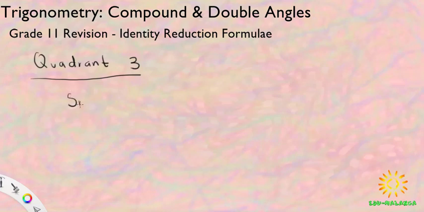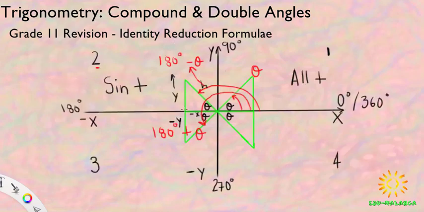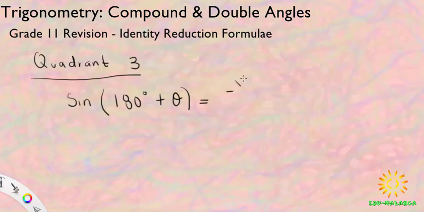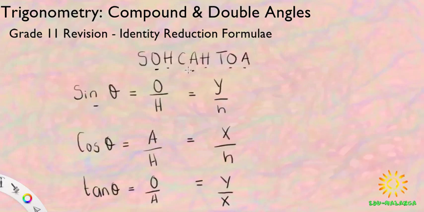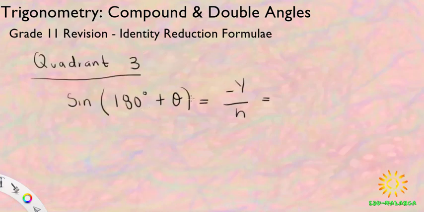Our sine, and we're going to use the angle that we derived of 180 degrees plus theta, is going to be equal to, our opposite length is negative y, and our hypotenuse will always be positive. So our sine is going to be minus y over h. Let's compare it to the original. Our sine of theta was originally y over h, and so this will reduce to minus sine of theta. Let's move on and derive for cosine.